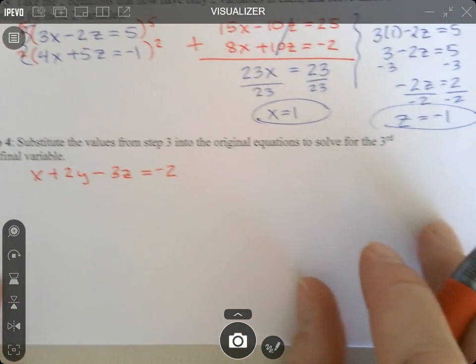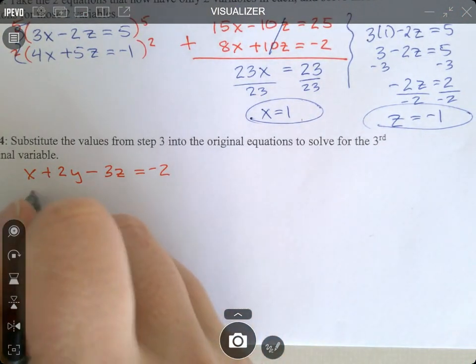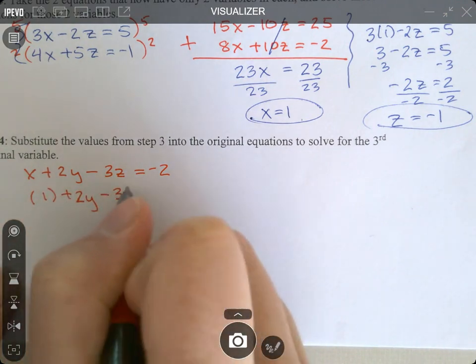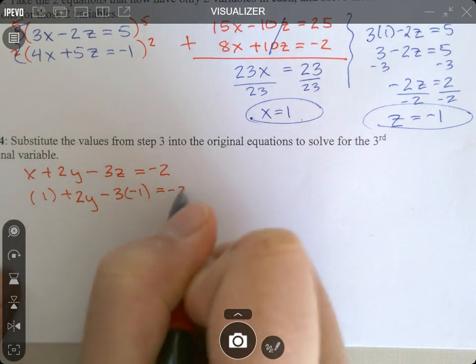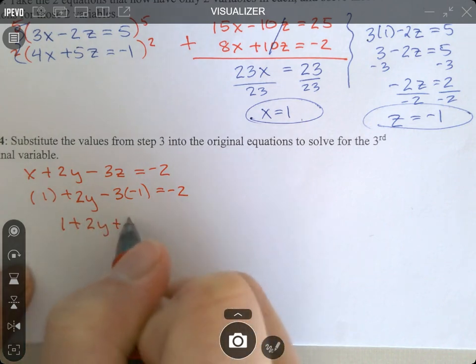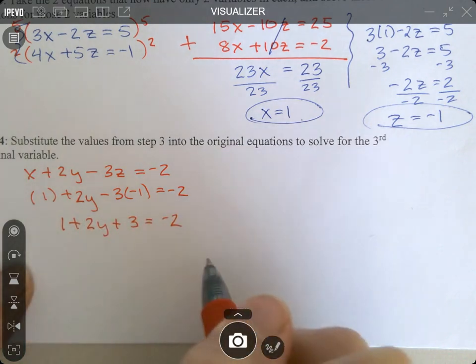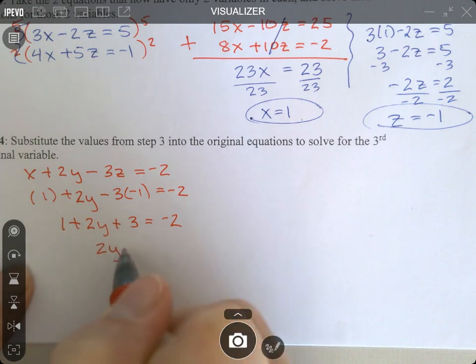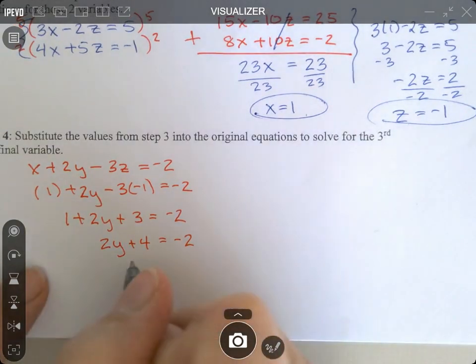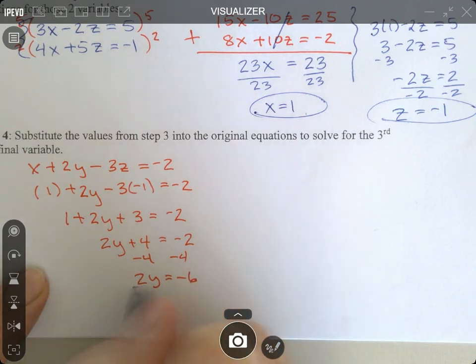And so I'm going to plug in my x and my z. So x is 1 plus 2y, x and z. 3 times negative 1 equals negative 2. Again, at this point, you could be skipping steps, but I'm going to show each piece here. Add like terms, don't cross the line, don't change the sign. And then I'm going to just subtract 4 and finish solving it. And I get 2y equals negative 6. Divide both by 2. And I've got y equals negative 3.